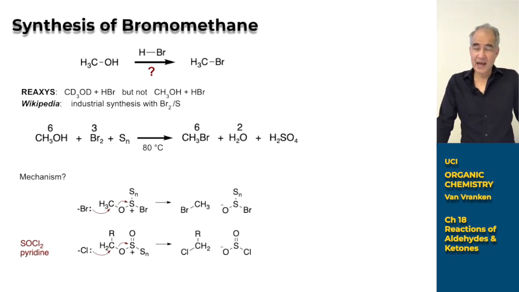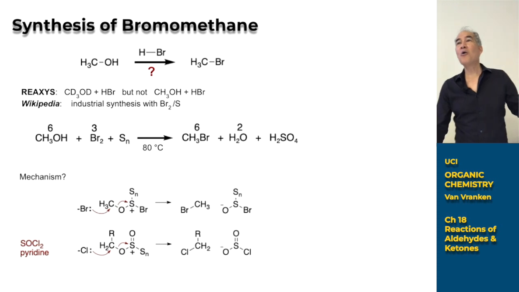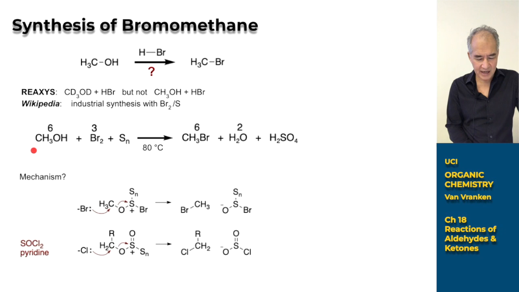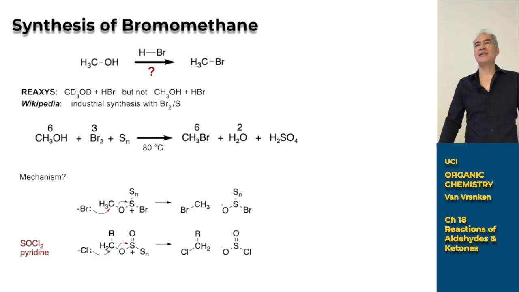So where do we get bromomethane from? It's used as a fumigant. If you see homes where they're exterminating termites, they're putting bromomethane gas in there to kill the termites and the pests. The way they make that industrially is through this reaction. They take methanol, I'm showing you the balanced equation, bromine gas, and they're adding elemental sulfur to that.